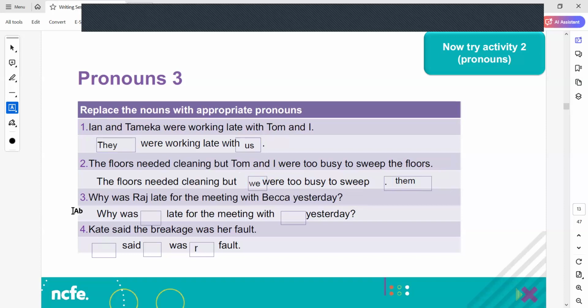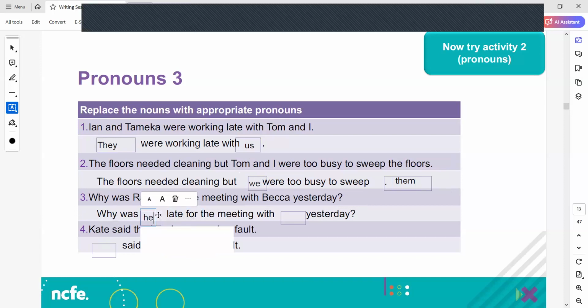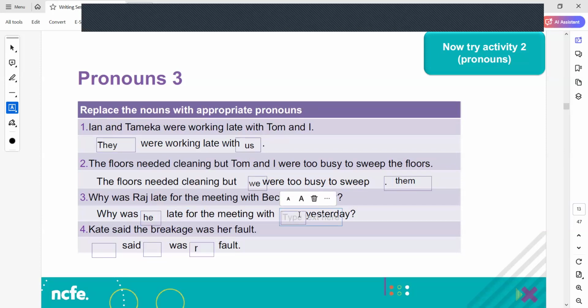Okay, let's look at the next one. Why was Raj late for the meeting with Becca yesterday? Why was he late for the meeting? Yeah, so he. Why was he late for the meeting with Becca yesterday? So what should we change Becca to? Her, good. Her. Yeah. With her yesterday. Good. Okay, let's look at number 4.